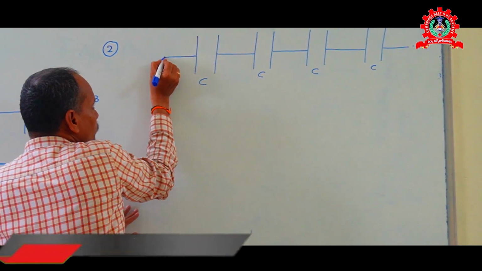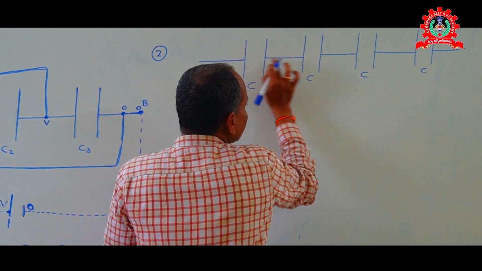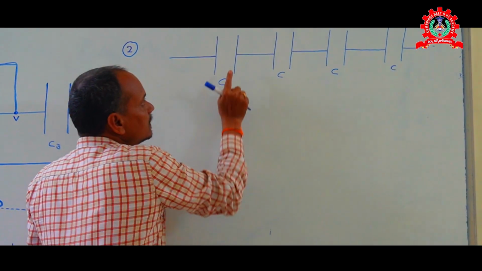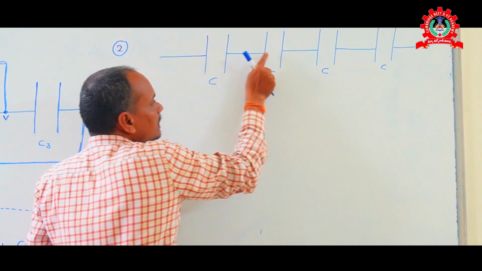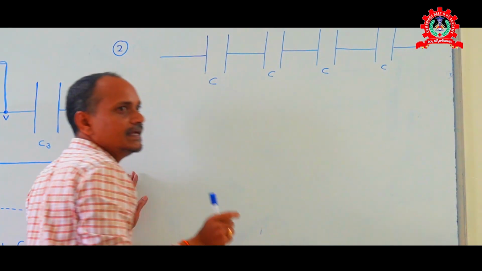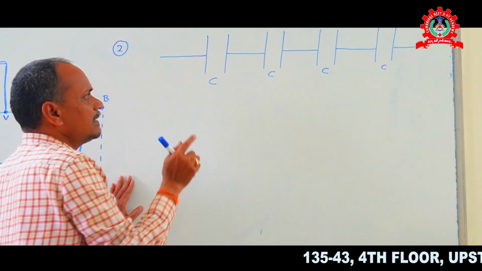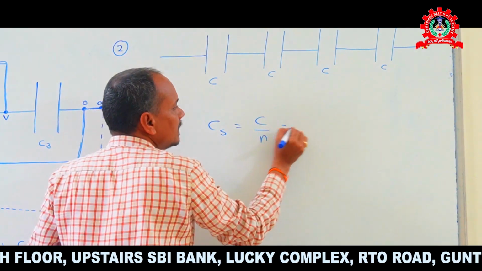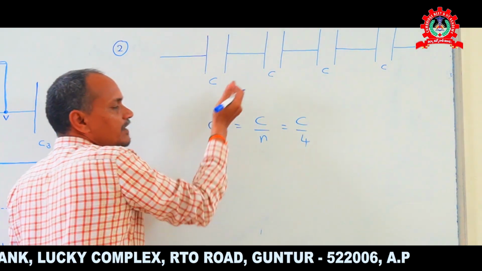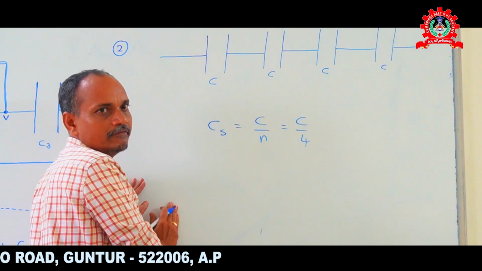Now suppose these four capacitors are connected like this one, we confidently say that these four are connected in series. Then the equivalent capacitance becomes Cs equal to C by 4. So we can confidently say the final answer becomes C by 4.